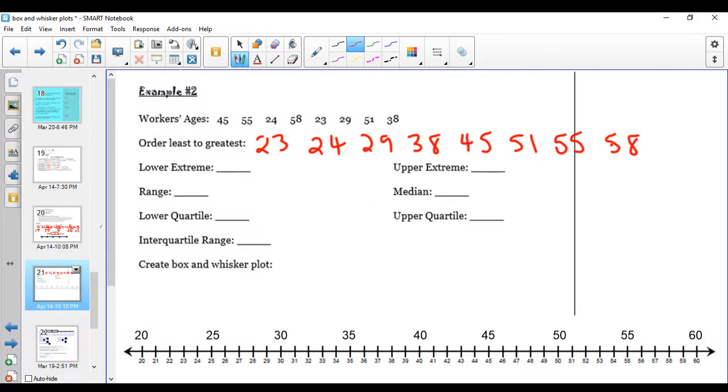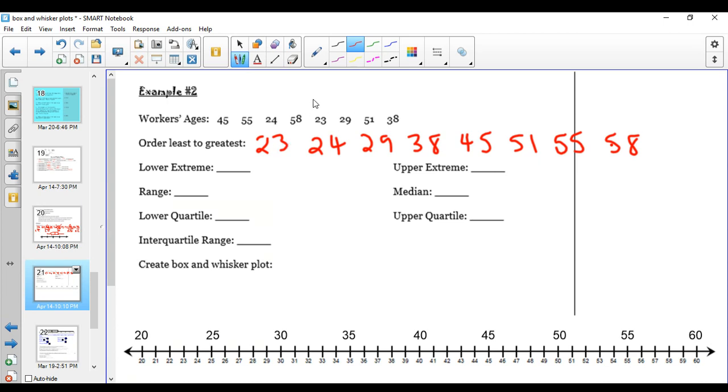And a lot of times students actually forget to do that, and they will just create their box and whisker plot based off of the data in random order here. So don't make that mistake. Make sure that you put them in order from least to greatest first. Otherwise, everything after that is going to be off.